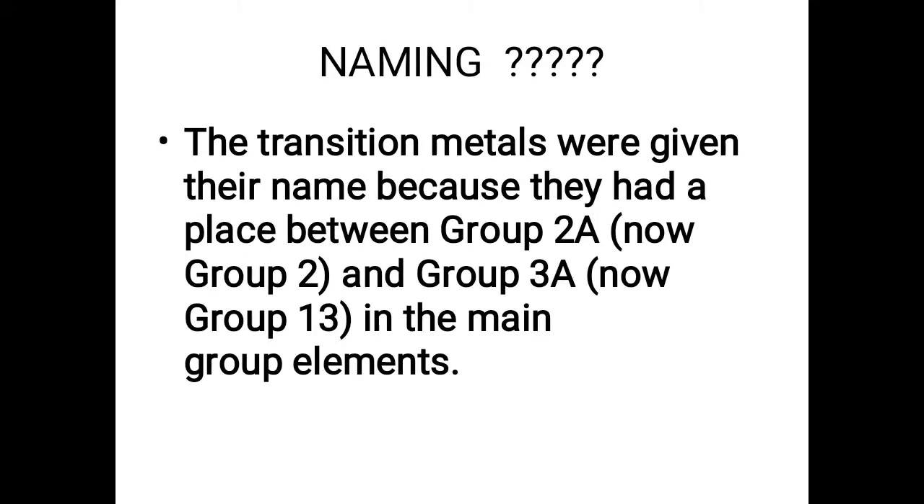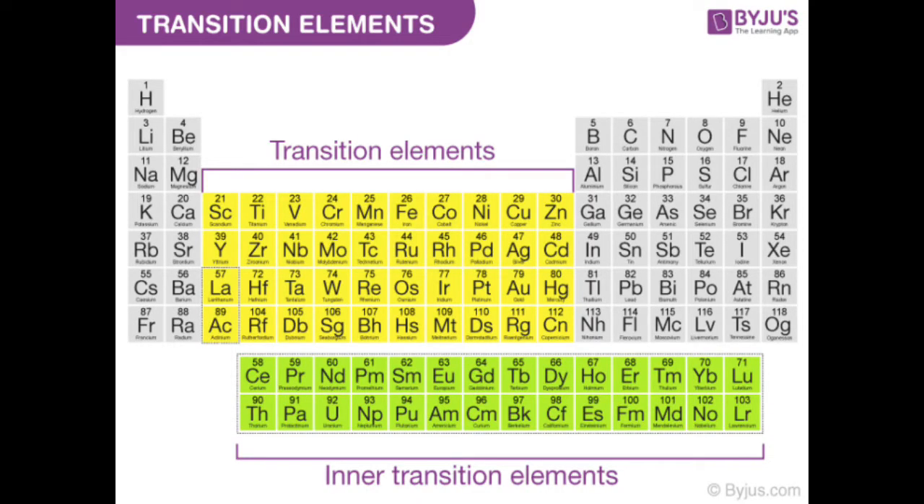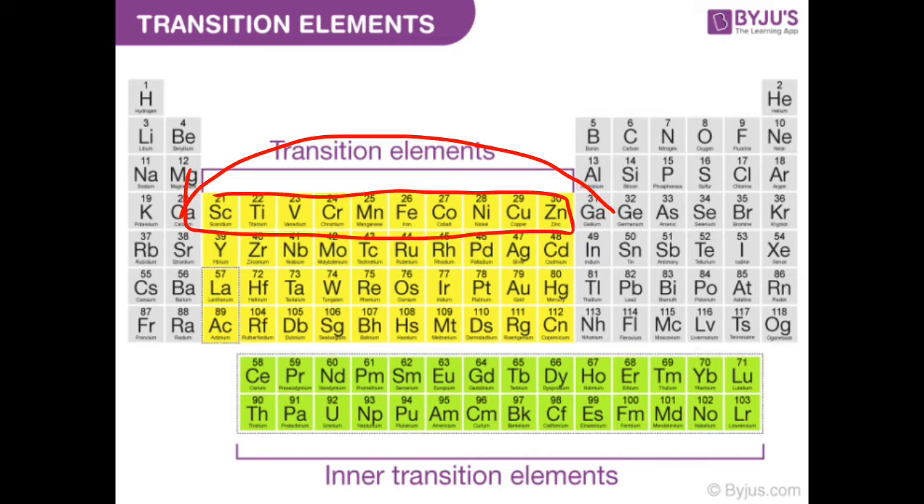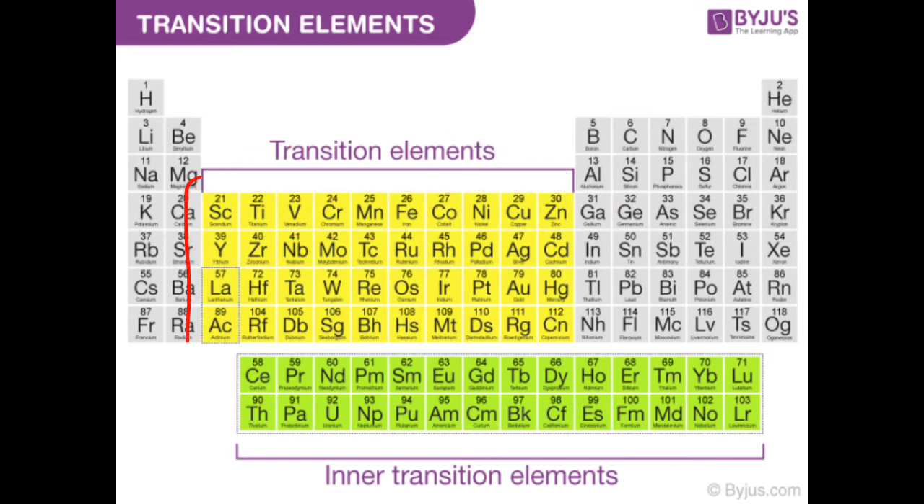So let us begin with how they were named and the reason for which they were named transition elements. They were given this name, meaning transition, because they are placed between group 2A and group 3A in the main group elements, as we move across after calcium to gallium, and in the middle one has to see transition metals are placed. Transition metals are in fact the elements which are placed in the middle of the periodic table.